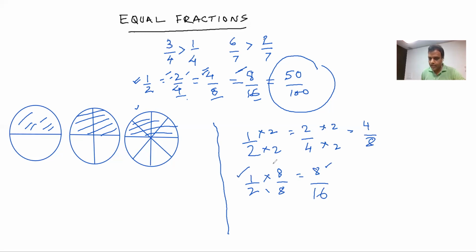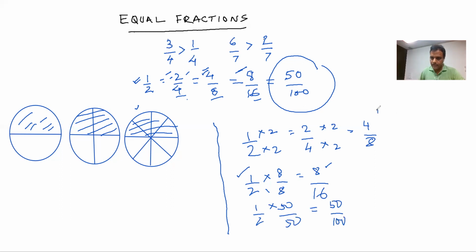Hence, half is equal to 8 by 16. So now you know that if I have to find the equivalent fraction, I multiply the numerator and the denominator with the same number. Will the value change? No. If I have to do the division, I can cancel 2. So by multiplying the numerator and the denominator with the same number, I get the equivalent fraction. Now, can I convert half into 50 upon 100? Yes, I'll multiply 50 in the numerator and 50 in the denominator, and so I get 50 upon 100.